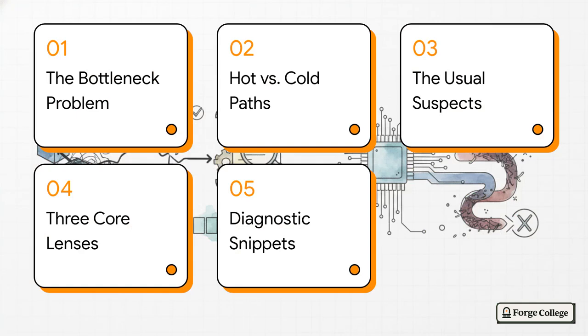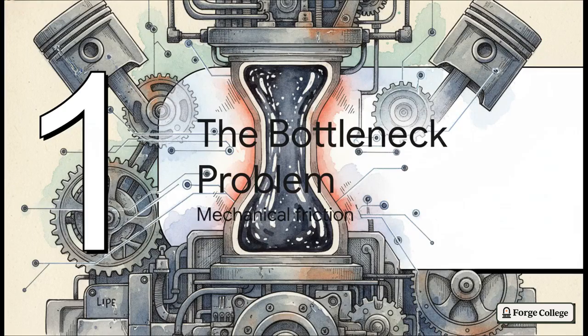Here's our blueprint for this explainer. We're covering the bottleneck problem, hot versus cold paths, spotting the usual suspects, the 3 core lenses, and finally building some diagnostic snippets. So, kicking things off with Section 1, the bottleneck problem, and dealing with mechanical friction.